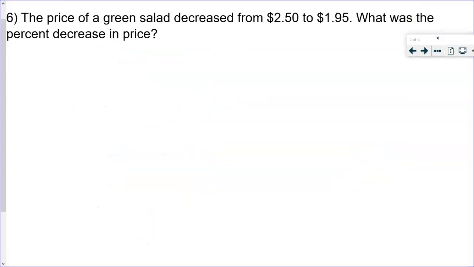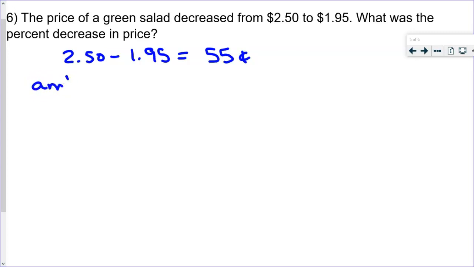All right, next question here. The price of a green salad decreased from $2.50 to $1.95. What was the percent decrease in price? Okay, we have dollars and dollars together here, so we don't have to change anything there. All we do is take that $2.50, subtract the $1.95, because we want to find out what the difference is here. And we get 55 cents, which we can leave like that.